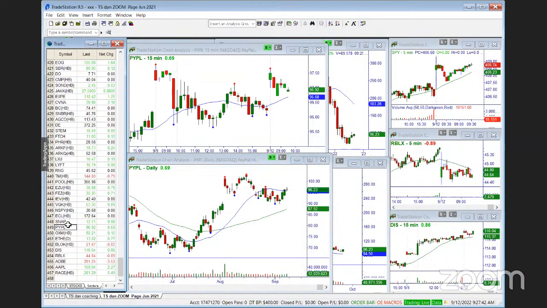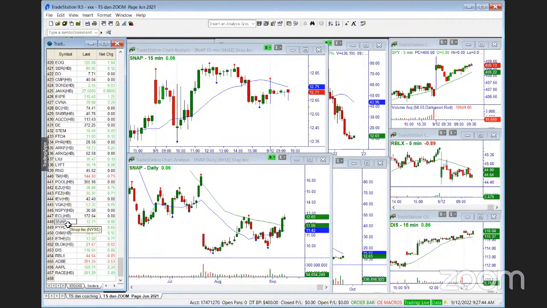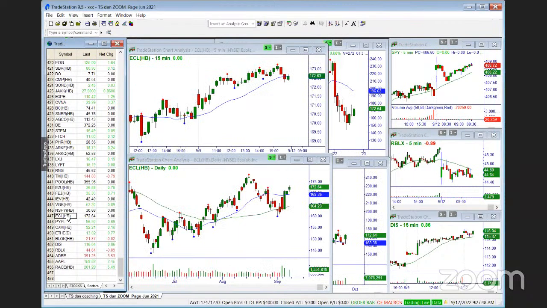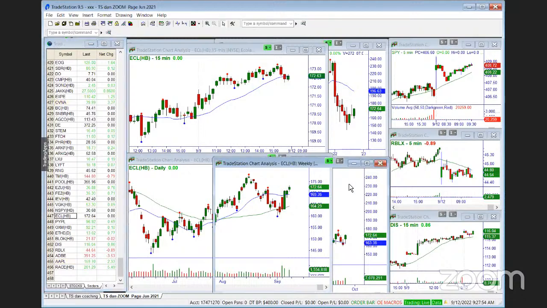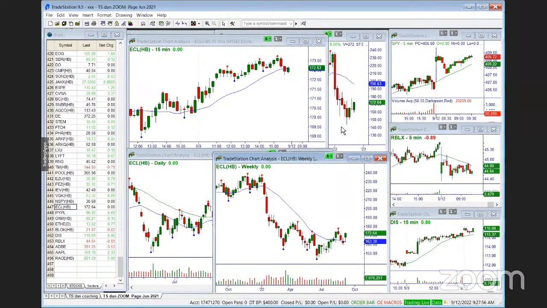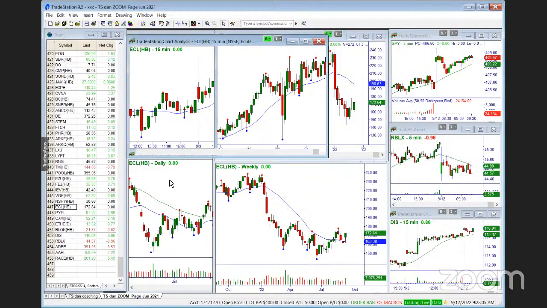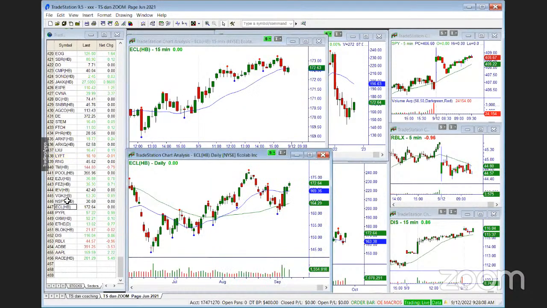PayPal, we talked about. Snap, yeah, Snap's on my list. We talked about ECL. I like this as a core. You've got to give it a big stop, but it's a 1, 2, 3 on the daily, weekly higher low, monthly Climo. Or maybe not a core, but if we get 180, 190, we've got all 3 time frames in agreement there.